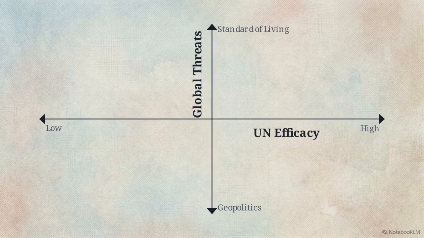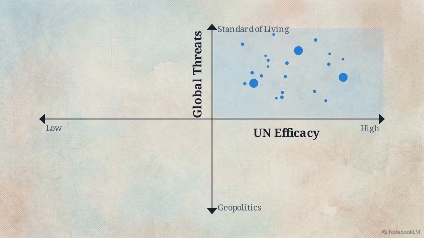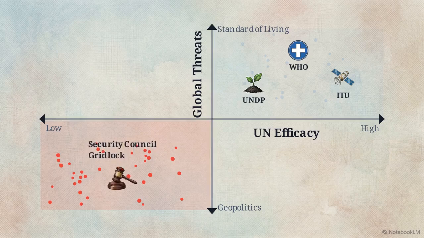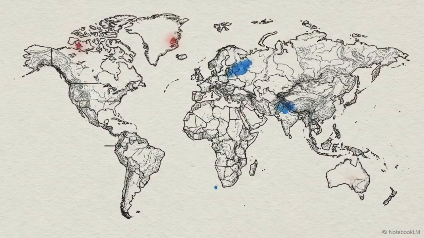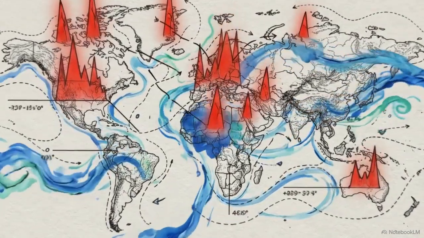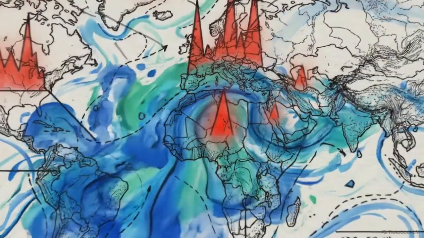We can evaluate the UN's utility by mapping its architecture against real-world results on this coordinate plane. There is high efficacy in domains where states recognize a clear mutual benefit, such as telecommunications, global health standards, and poverty reduction. Efficacy is lowest where great powers demand absolute sovereignty, specifically in the areas of geopolitical conflict and direct warfare. The 1945 architecture was built to manage conflicts between nation-states.